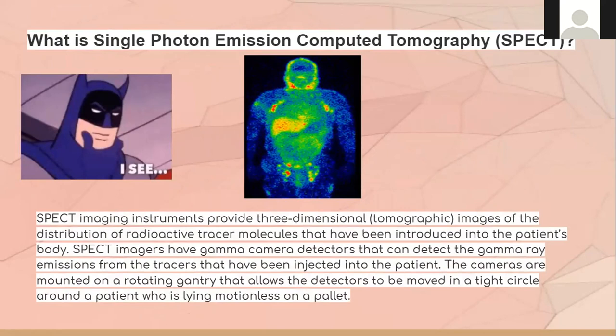The SPECT uses radioactive material, which is a gamma ray. The SPECT has a gamma camera that detects the gamma ray emission from the tracers that have been injected into the patient. The camera will rotate and allow the detector to move in a tight circle around the patient. So the difference between the SPECT scan and PET scan is that PET scan uses positrons and the SPECT uses gamma rays.